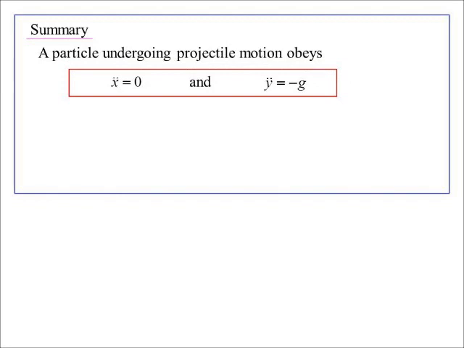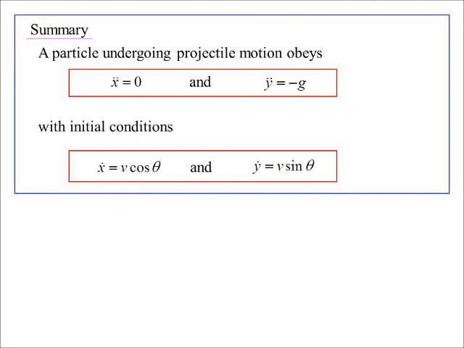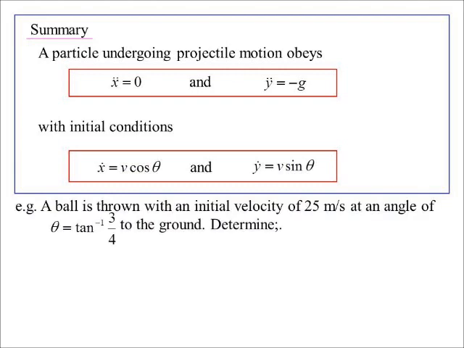So in summary, any particle undergoing projectile motion simply obeys that. That's really all we know. They're the forces acting on it, or the accelerations. And then we can combine it with initial conditions that we know about the problem. And from there we should be able to solve any problem. So let's do it. Throw a ball, initial velocity 25 meters per second, angle conveniently I've written as inverse tan of 3 on 4 rather than actual angle. Work out the greatest height.